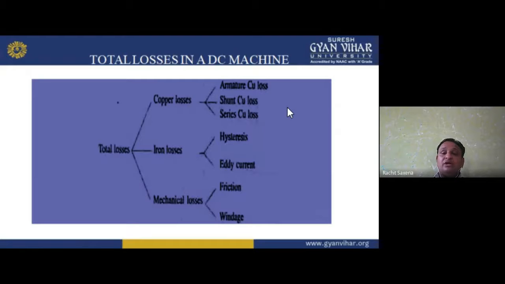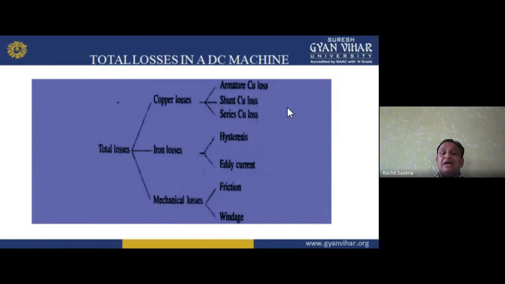That is denoted for the armature; we always have armature copper loss. Then we have shunt copper loss if we have a shunt winding, and series copper loss if we have a series winding. So shunt copper loss is there and series copper loss is there. In a compound machine, we have long shunt and short shunt, so we have these 2 losses again.